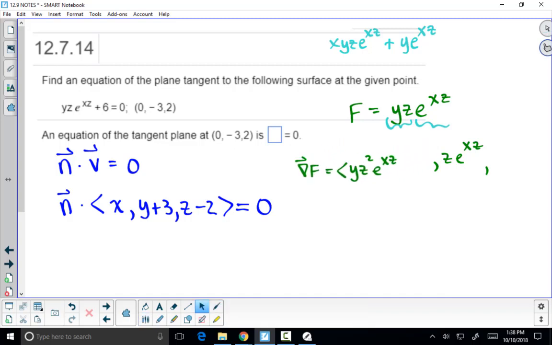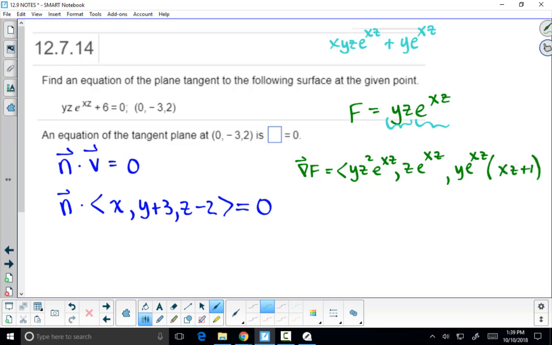You see it? I see it. This is what was struggling with. Yeah, product rule can be a little tricky with partial derivatives. Now, we could factor out a y e to the xz here, and then that would be multiplied by xz plus 1. Okay, so that is normal to every single level surface.